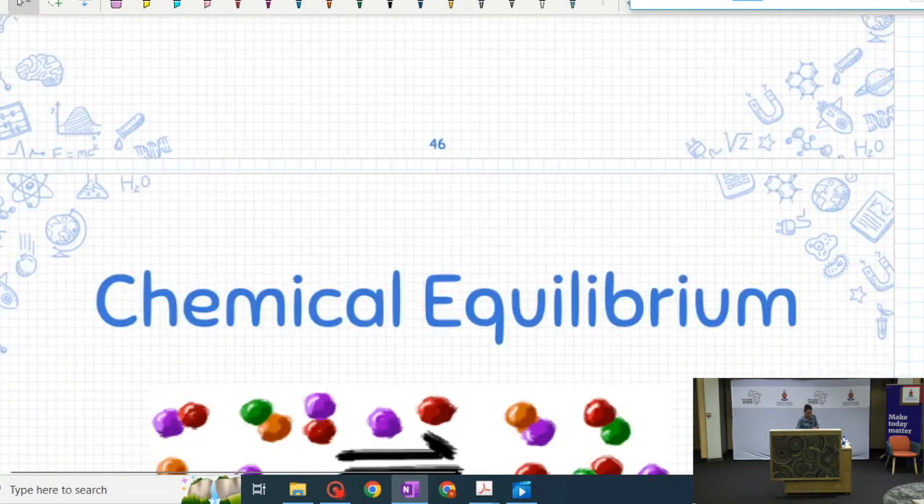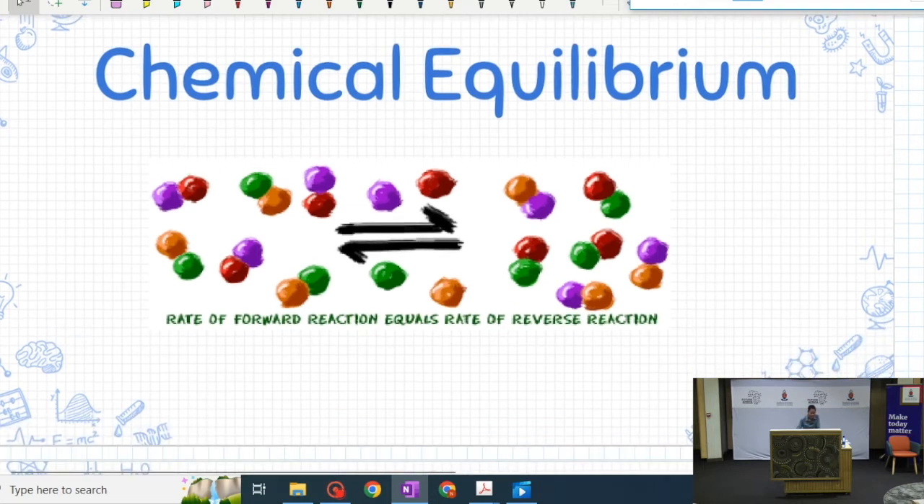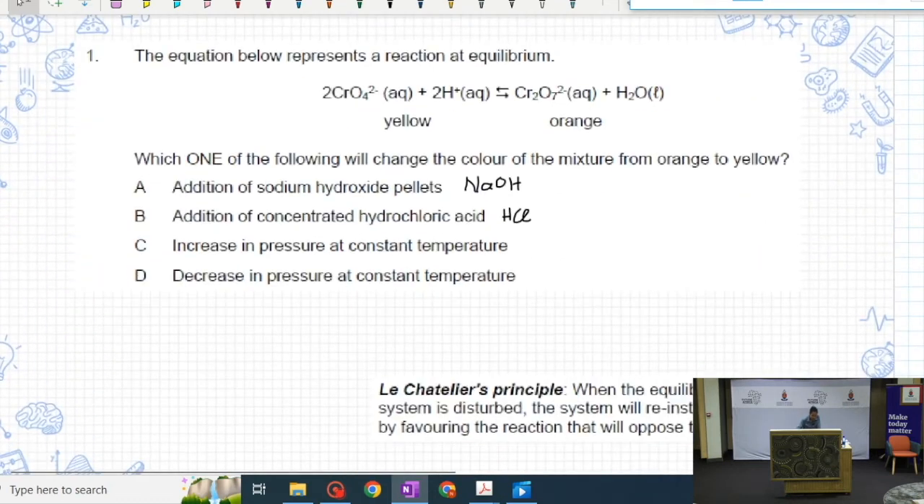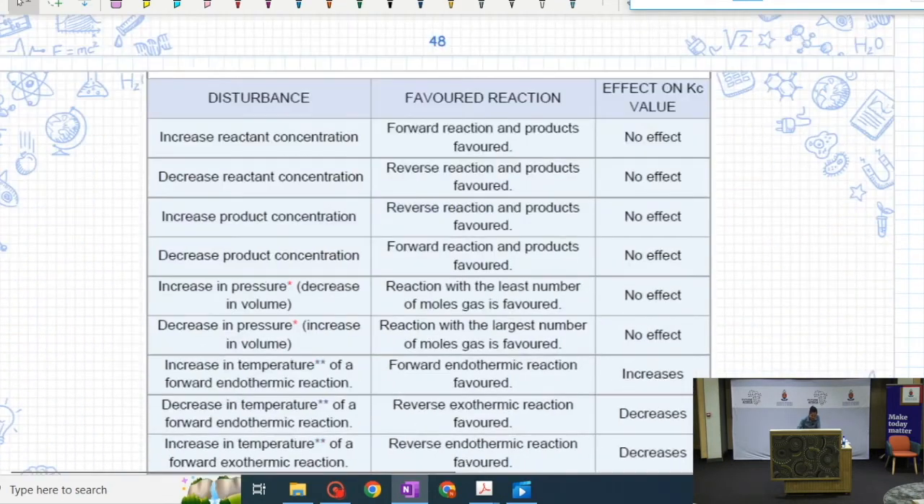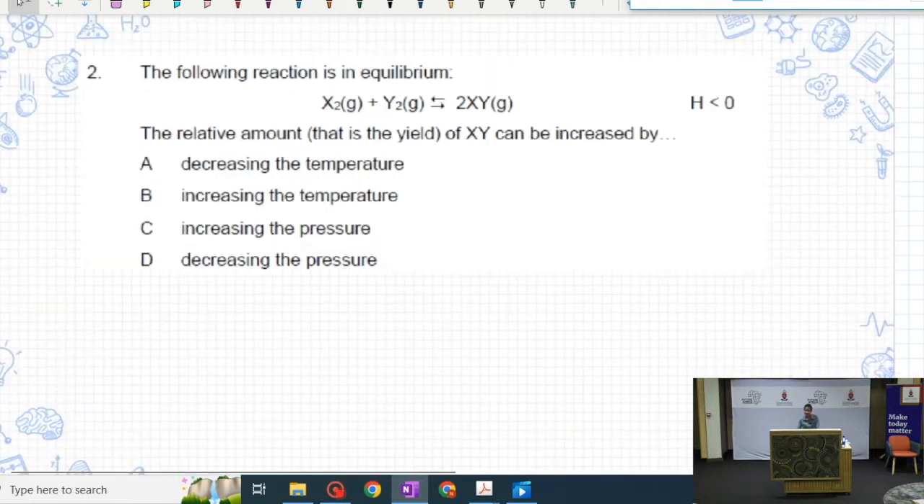Okay, we can then move on to chemical equilibrium. How do we feel about this topic? Great. Okay, I see a few thumbs that are down. So let's start off with question number 1, which I think is, yes, it's multiple choice, and question number 2.